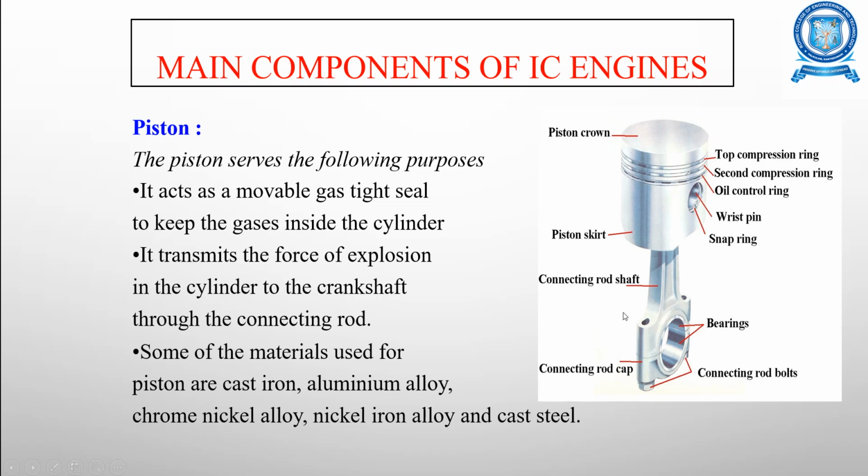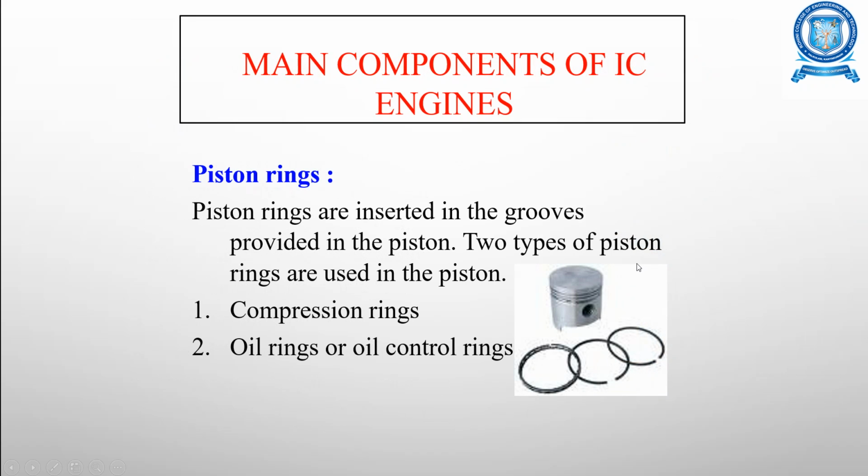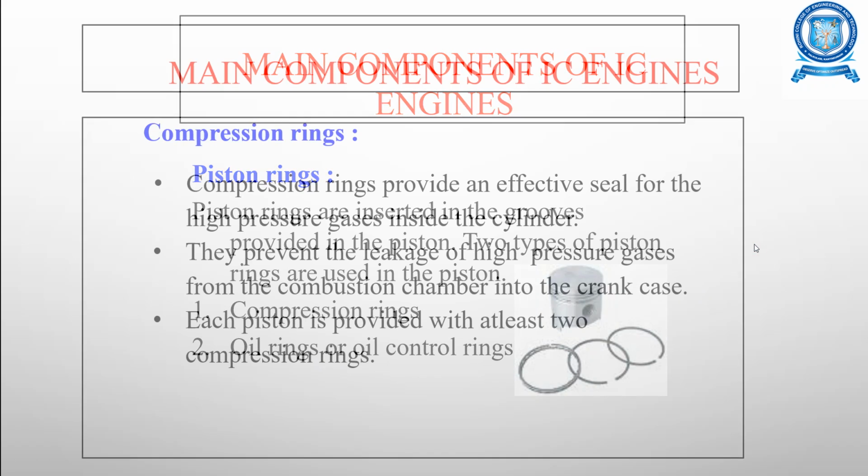Some of the materials used here for pistons are normally cast iron, aluminum alloy, chromium nickel alloy, nickel iron alloy, and cast steel. So, piston rings. Normally piston rings are inserted in the grooves provided in the piston. So you have two types of piston rings: compression rings and oil rings, or oil control rings.